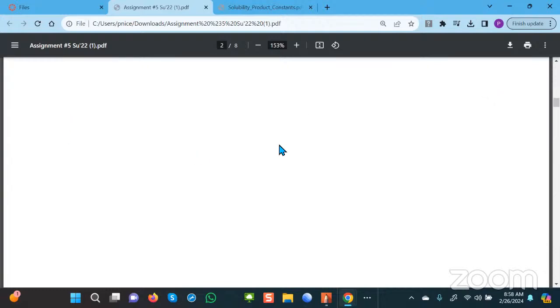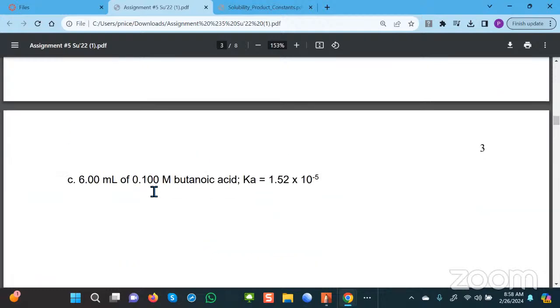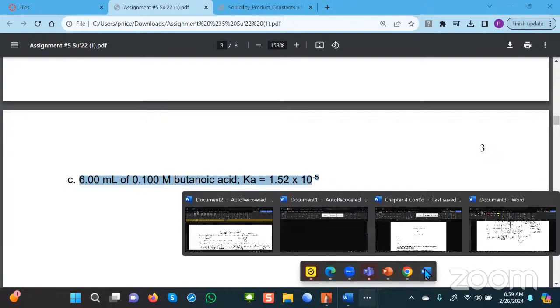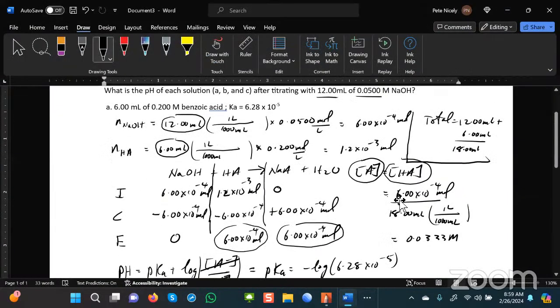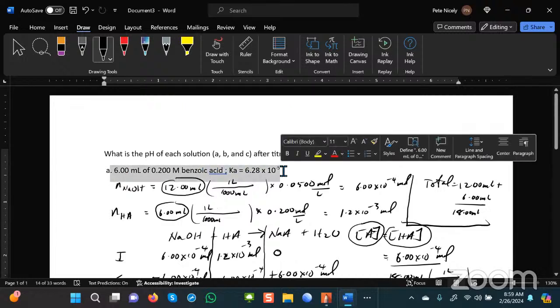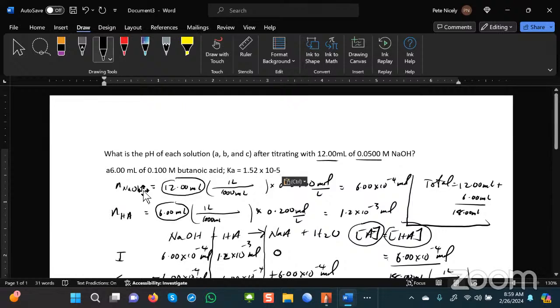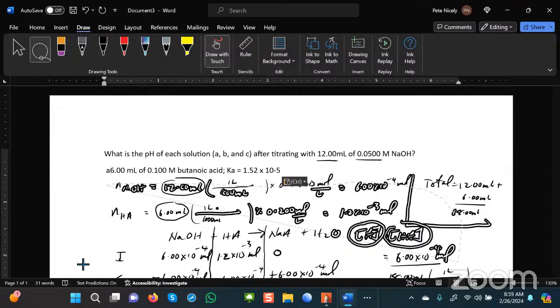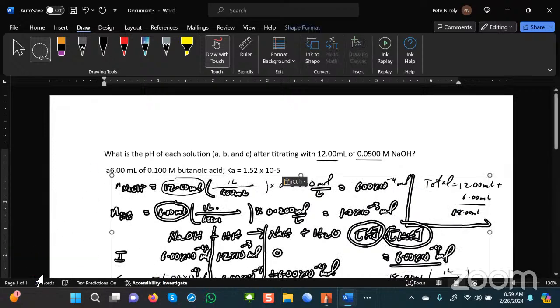So let's scroll down to the C part. Let's see what the C part has to offer. Oh, the C part, same thing. Oh, no, the concentration is different. Okay, so let's work on the C part here. Let me copy this part and go back to the Word document. I'm going to paste this here, and get rid of all this extra stuff here.